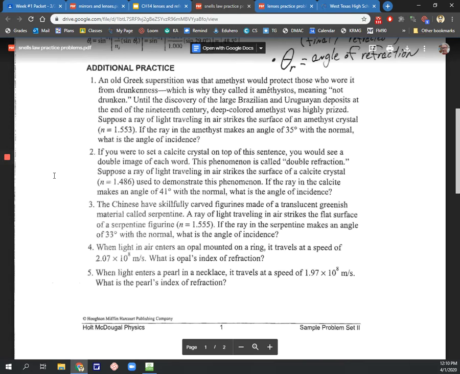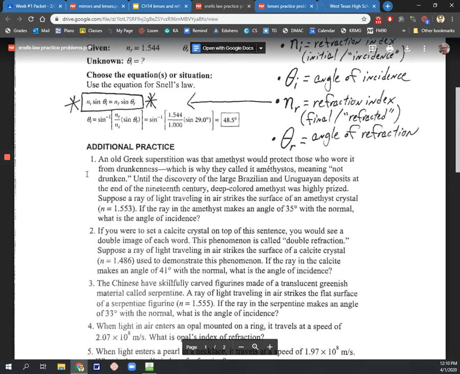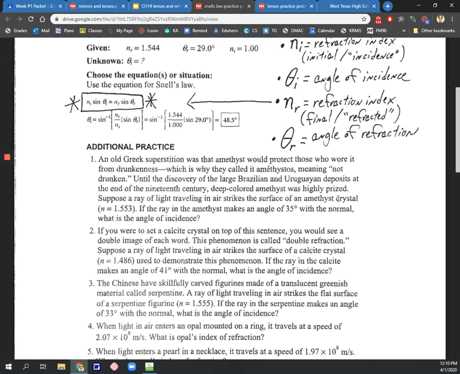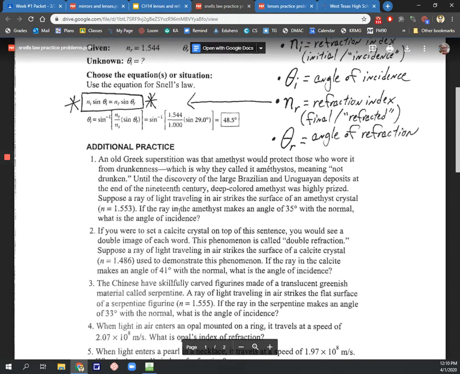So let's go ahead and just do number one. Okay, a lot of extra information here. An old Greek superstition was that amethyst would protect those who wore it from drunkenness. We don't care. Deep colored amethyst is highly prized. Don't care. Here's the important part. Suppose a ray of light traveling in air strikes the surface of an amethyst crystal. If the ray makes an angle of 35 with the normal, what's the angle of incidence? So what we're going to do is transfer that over to our own paper, and we're going to jot down what information they give us.